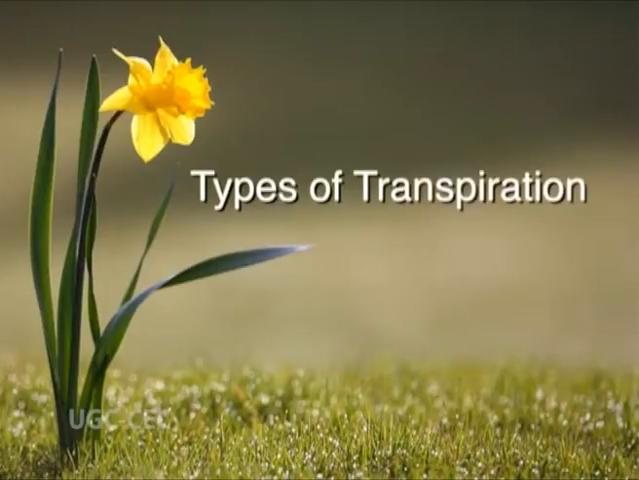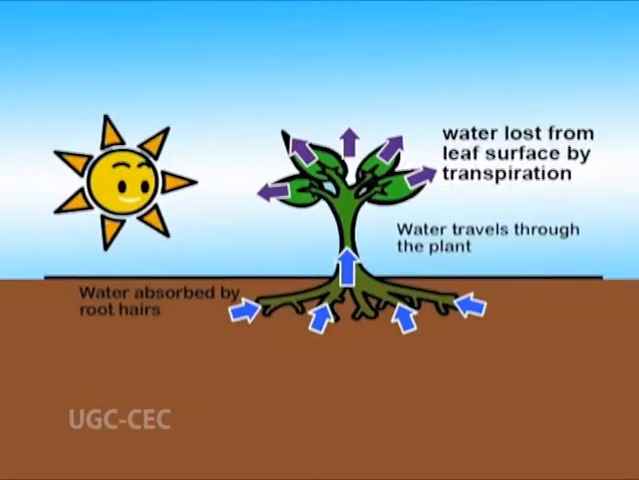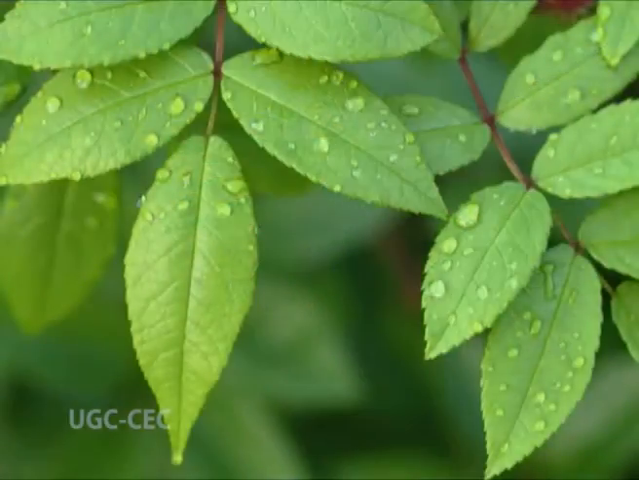Types of transpiration. Transpiration may take place in any part of the plant exposed to the air. This applies even to roots in contact with the soil atmosphere. However, the leaves are the chief organs of transpiration. In leaves, it occurs through the small opening called stomata, and such transpiration is called stomatal transpiration.